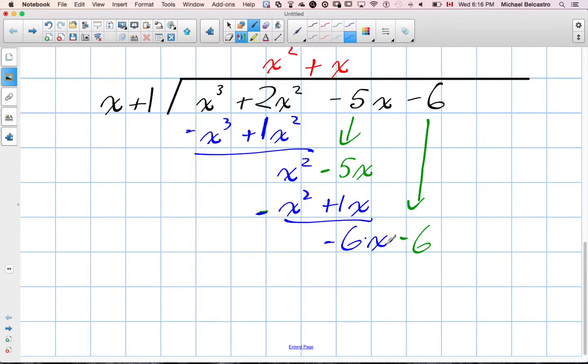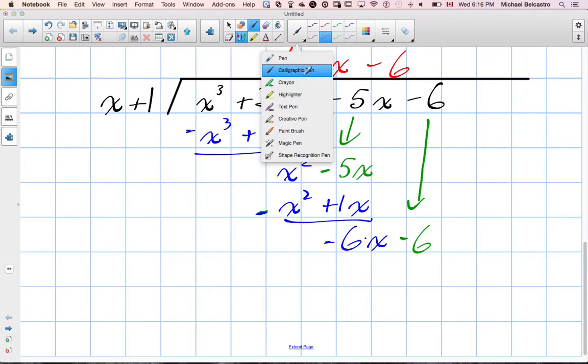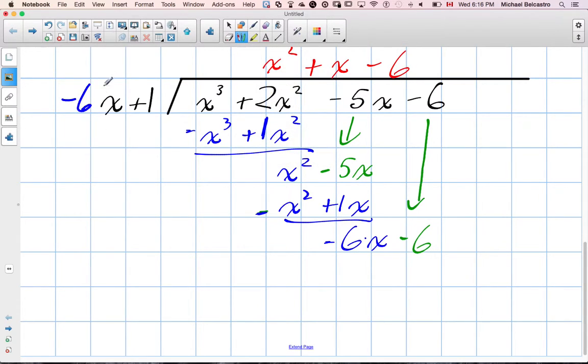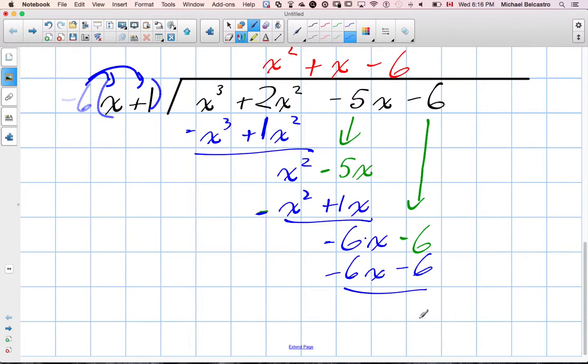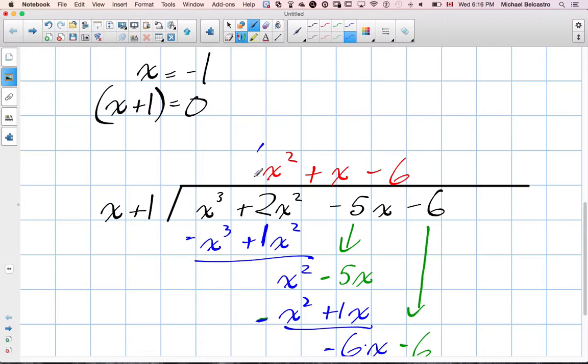Okay, so we got negative 6x minus 6. And exact same idea as before. X times what equals negative 6? Well, exactly, negative 6. Same idea again. We take negative 6 and we multiply it in like the distributive property. And we're left with negative 6x minus 6. And lo and behold, we get no remainder. Great. So up on top is what's left when we divide by this.